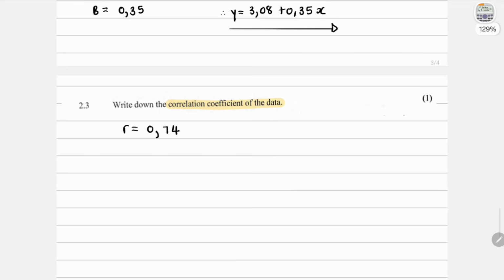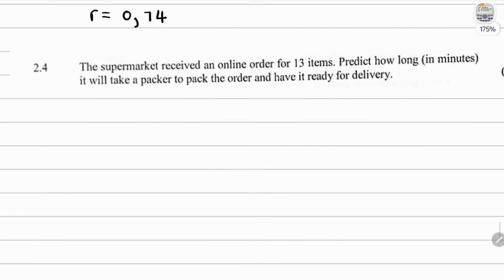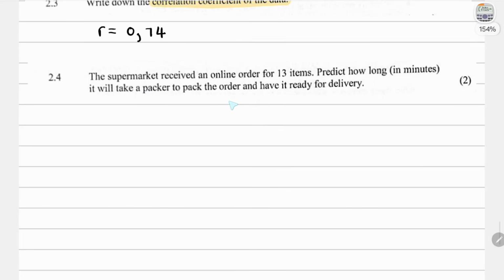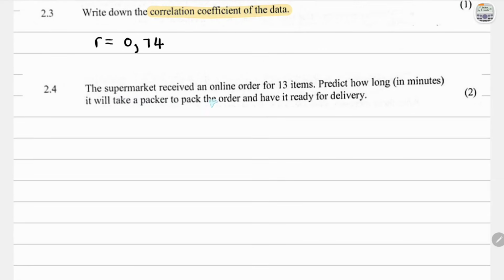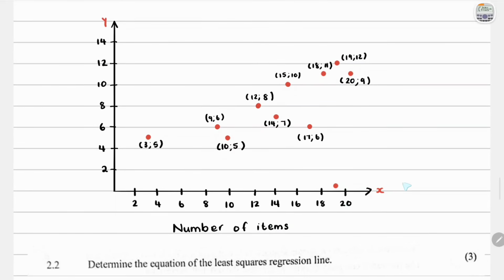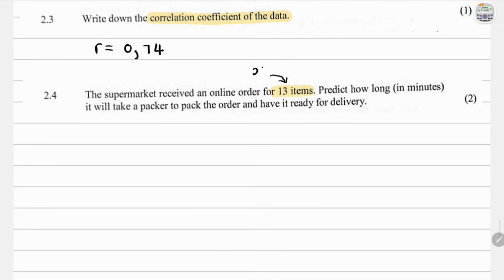Moving on to the next question. The next question, 2.4, says, the supermarket receives an online order for 13 items. Predict how long in minutes it will take a packer to pack the order and have it ready for delivery. So do you see what they are referring to? They say they received an order for 13 items. If they're giving us the items, you need to see which variable this is in our data. The items are the X values. So they've given us an X value and we need to find a Y value. So predict how long in time. We know that the time is the Y.